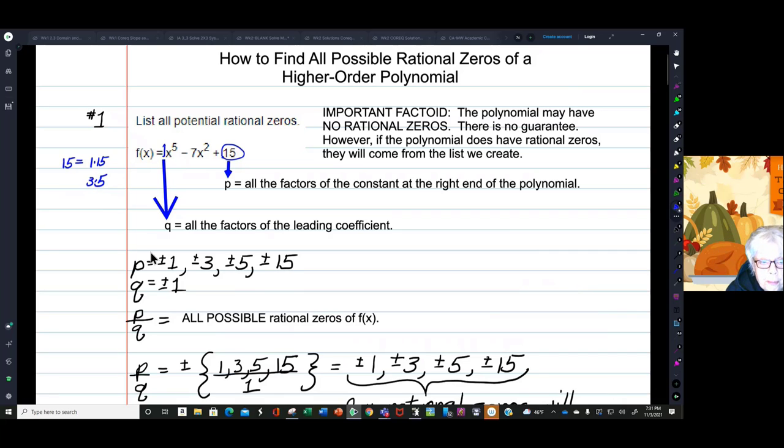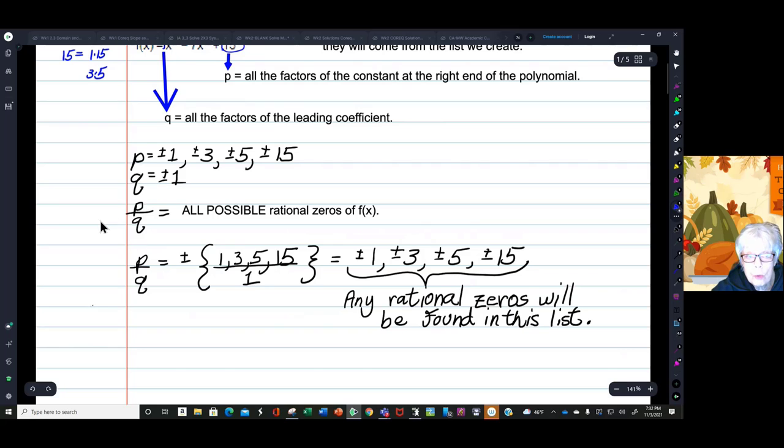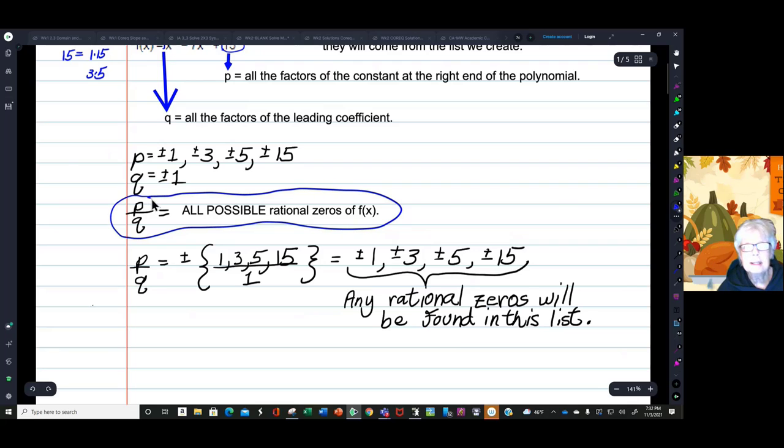Now, on the other hand, the leading coefficient is 1, therefore Q is going to be just positive or negative 1. Not very exciting. Now, our list of all possible rational zeros is going to come from making a fraction, or a ratio, of all the P's over all the Q's. This is the key to finding the list of all possible rational zeros.